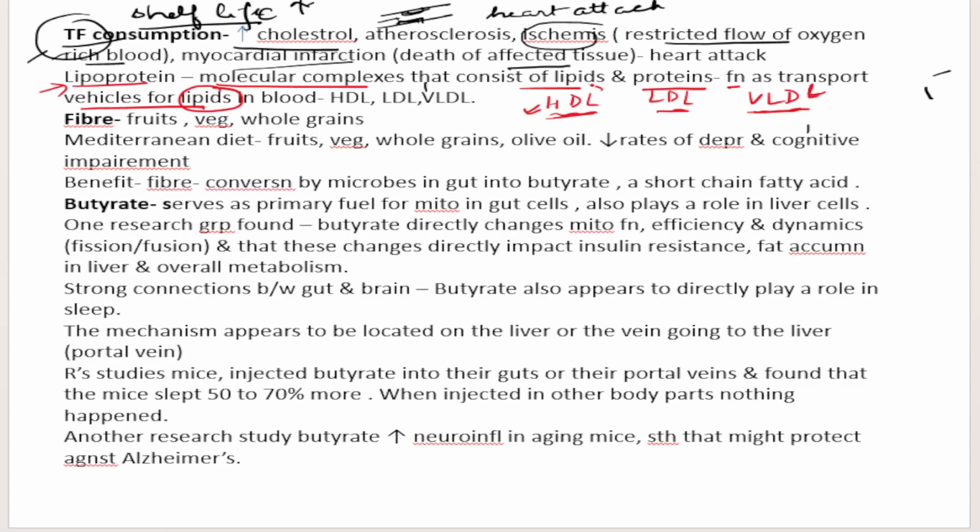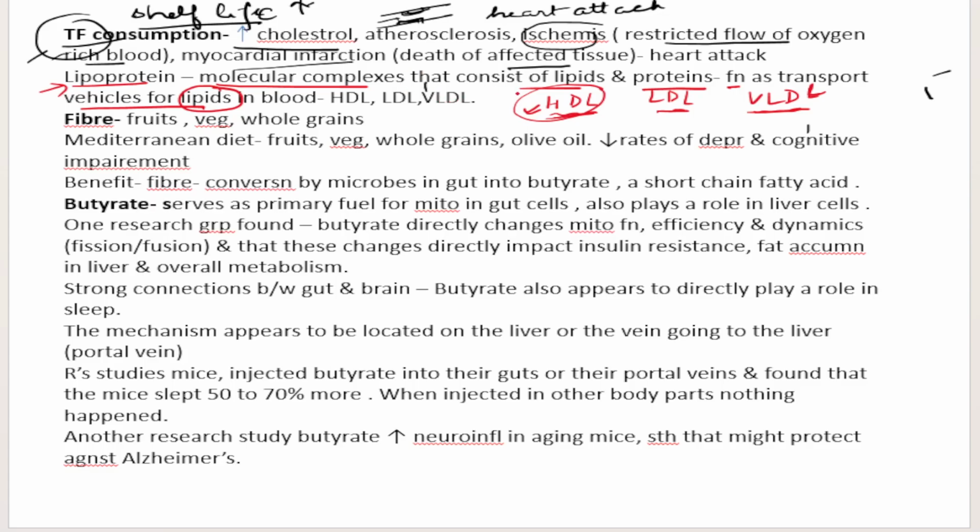Now what happens is high density lipoproteins are synthesized in the liver, and they transport the lipids and cholesterol from the peripheral tissues in the body back to the liver. And in the liver, the lipids or cholesterol are used for making bile salts, which emulsify the fat. So bile salts break down the fat.